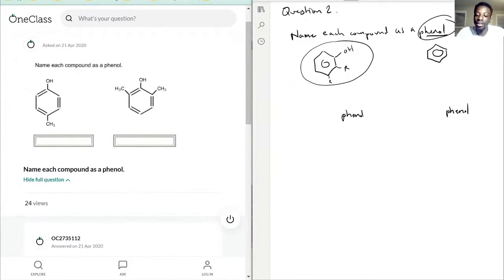Now I do draw them slightly different. The circle just implies resonance, because as you notice, those bonds are always switching. This one will move over here, this one will move over there, so it kind of forms a circle, hence why I draw it like that. Some software may not be able to show it like that, so they have it with the bonds instead of just a ring. But here we'll draw our first one. So we have the OH here, and our second one.